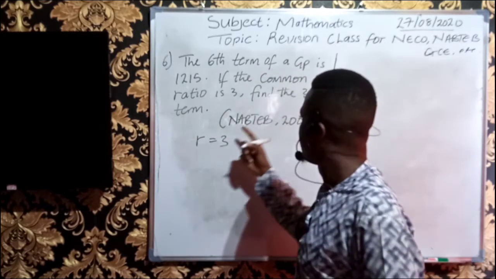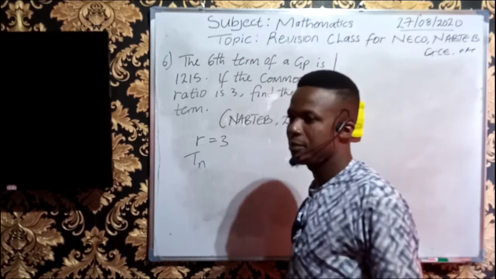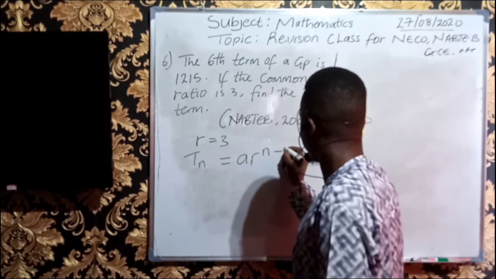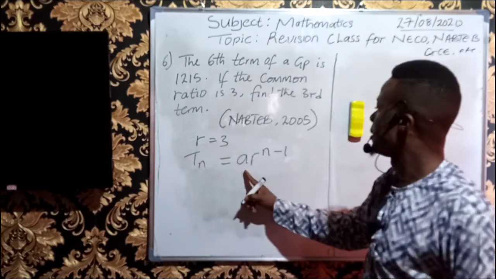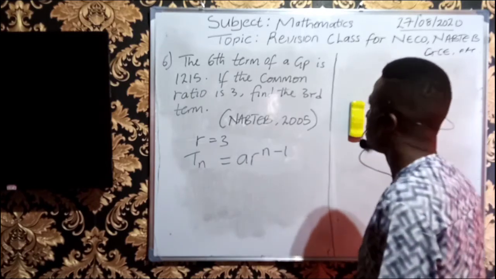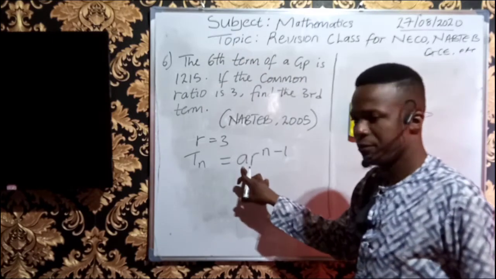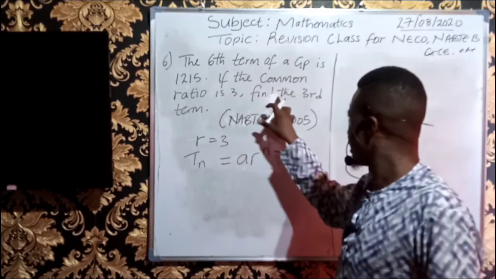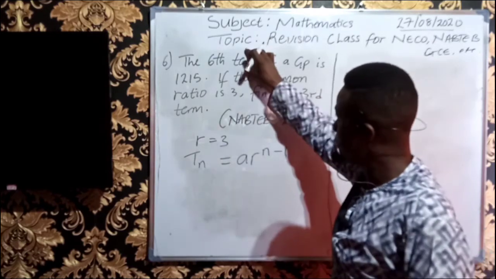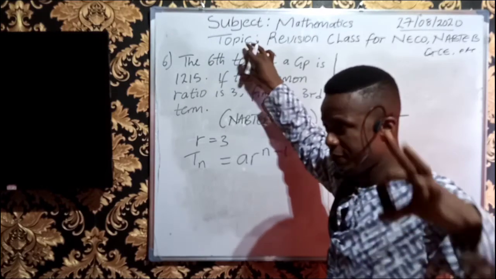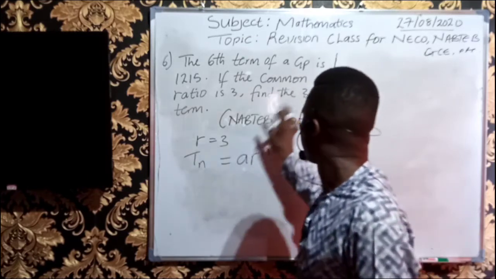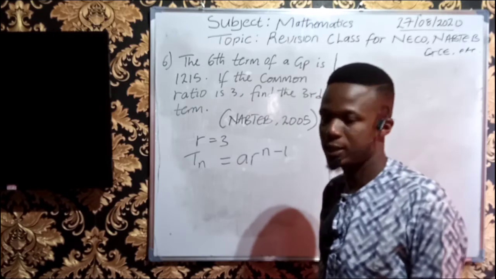We are asked to get the third term, but you know that Tn, the nth term of any geometric progression, is given by a r to the power n minus 1, where a is the first term, r is the common ratio, and n is the number of the term you are talking about. But in this question, the first term is not given. So before I can get the third term, I must know the first term. Lucky enough, information is given on the sixth term. So let us see if this information can help us to get the first term, so that we can substitute it here to get the required third term.